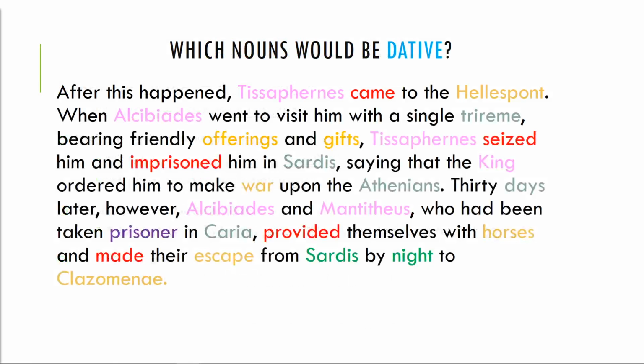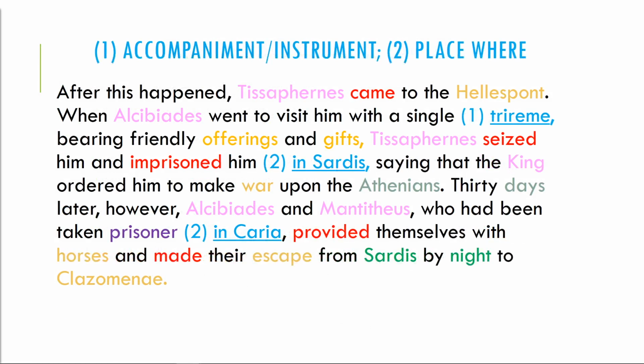So which of these nouns left would be dative? Well, went to visit him with a single trireme is accompaniment. And then imprisoned him in Sardis is a place where, and took him prison in Caria. Okay, in Caria, I've put it in twice now. It could be extent of place, or it could be place where. It's probably place where. You'd have to look at the Greek. They could do it more than one way, just like many things can be expressed more than one way.